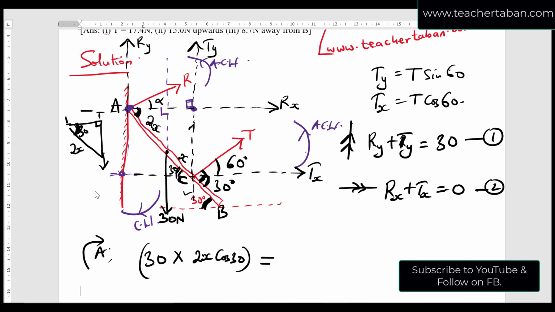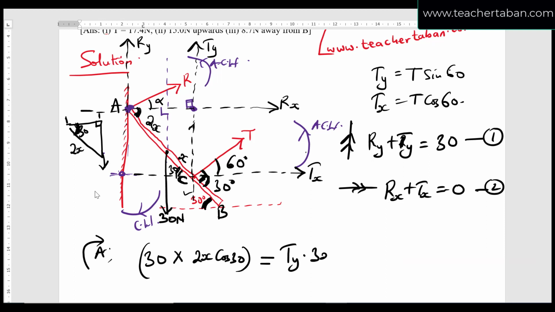That is clockwise. Then anti-clockwise shall be having 2y times the distance, which is 3x times cos of 30. It is the same thing. From this point to this point, the angle here is 30 degrees. And this is 2x plus x, so that is 3x. Then plus Tx times 3x sine of 30.